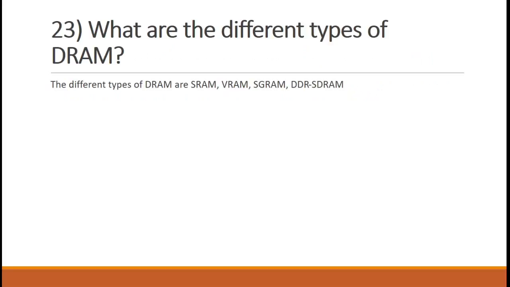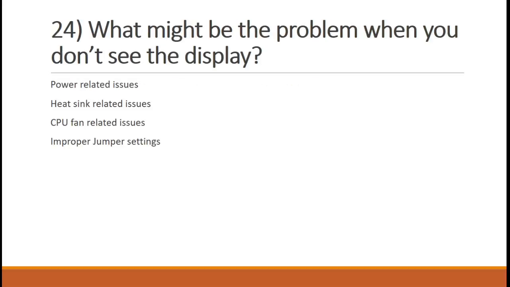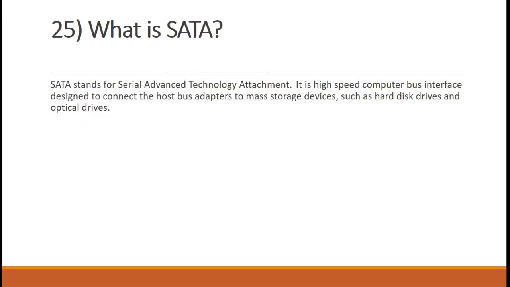23. What are the different types of DRAM? The different types of DRAM are SRAM, VRAM, SRAM, DDR SDRAM. 24. What might be the problem when you don't see the display? Power-related issues. Heatsink-related issues. CPU fan-related issues. Improper jumper settings.